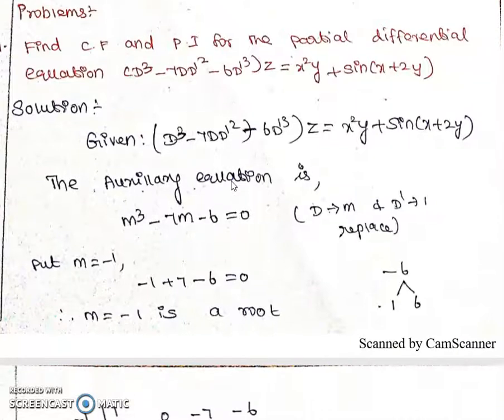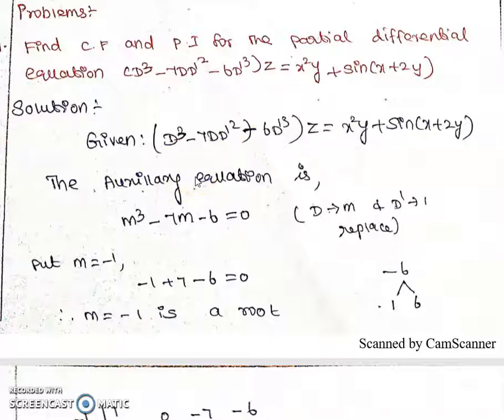Next we are going to look at the problem. Find the complementary function and particular integral for the partial differential equation (D³ - 7DD'² - 6D'³)z = x²y + sin(x + 2y). So consider this as the given equation. Now we are going to write the auxiliary equation.